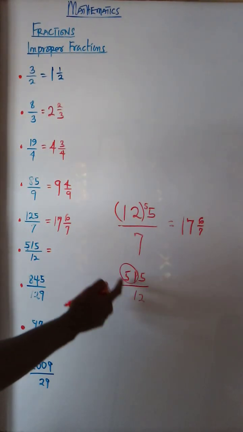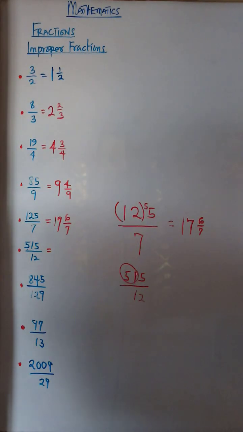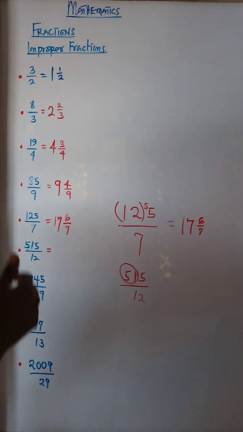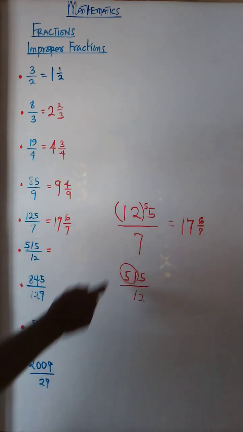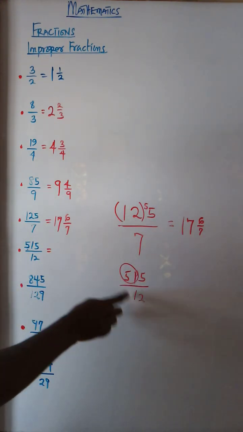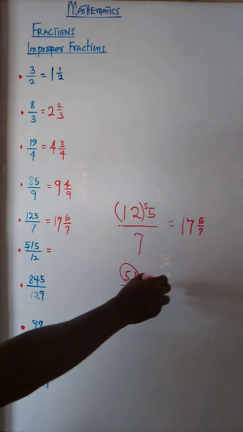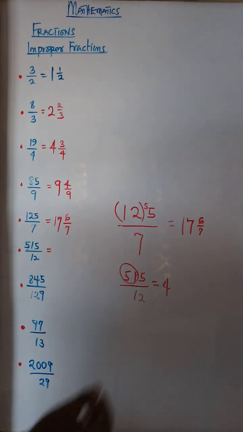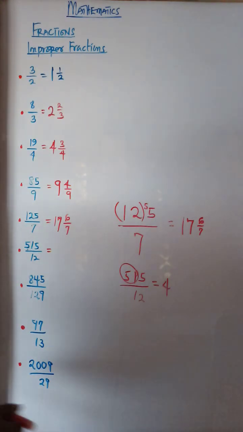How many 12 can we see in 51? 12 times 1, 12. 12 times 2, 24. 12 times 3, 36. 12 times 4, 48. 12 times 5, 60, which is more. So it's going to be 48. That is 4. Then remove 48 from 51. That should be 3. 48, 49, 50. That's 3. So put the 3 at the back of this 5.